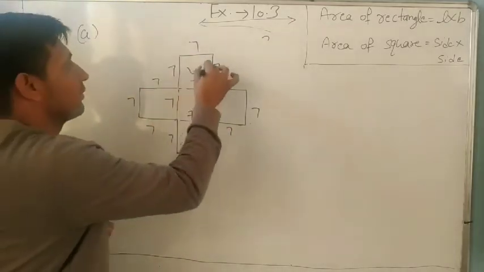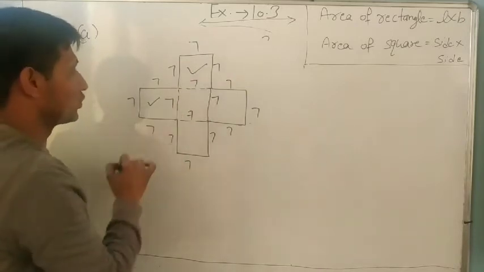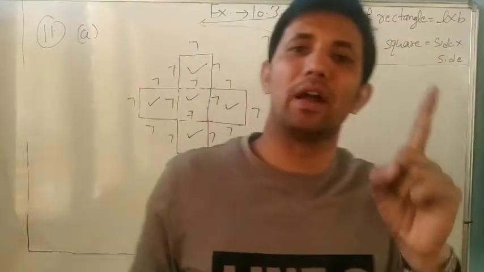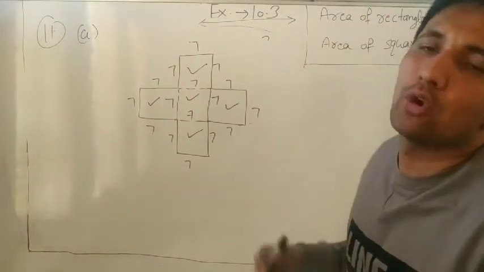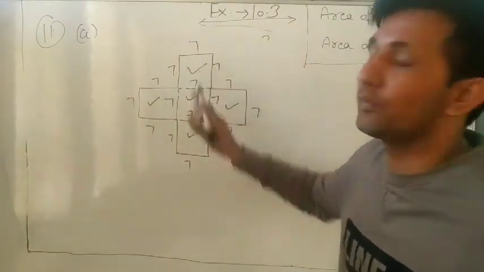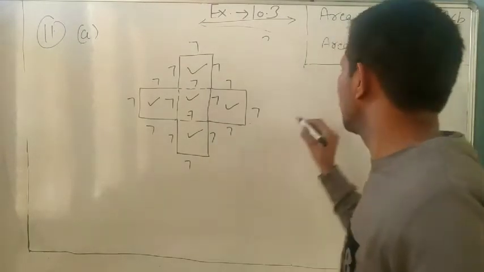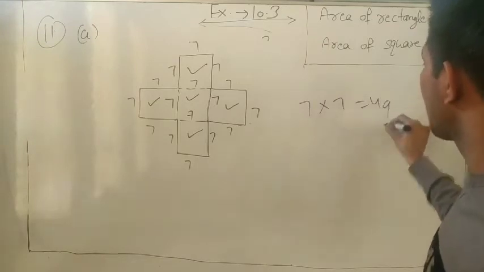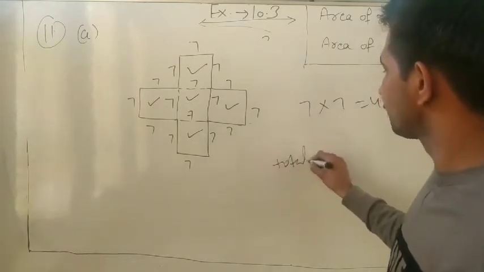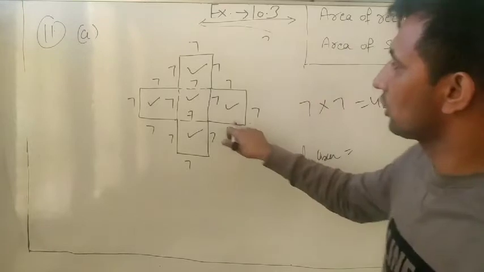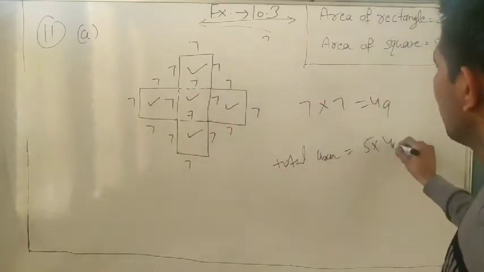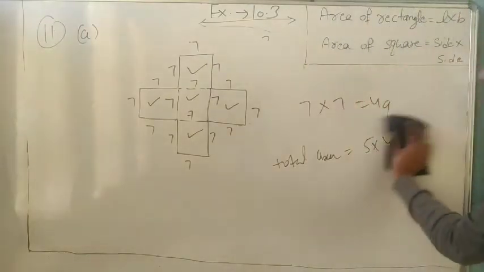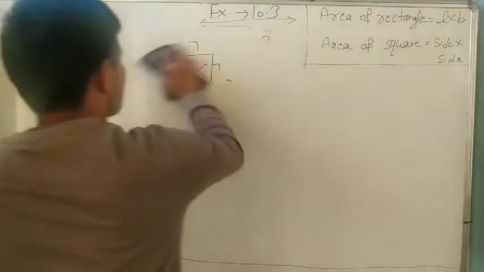It means there are 1 square, 2 square, 3 square, 4 square, 5 square. So we will find the area of 1 square, and the total area is in how many squares? 5. So multiply by 5. Area of 1 square is side into side, 7 into 7, 49. So total area, how many total squares? 5. So 5 into 49. Understand it? So try it yourself also. Now next, last question of this exercise.